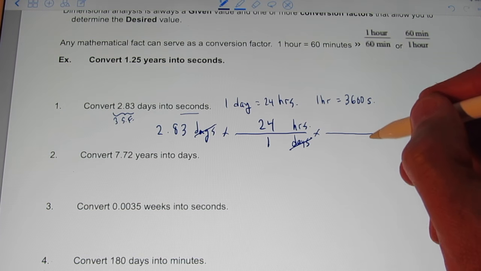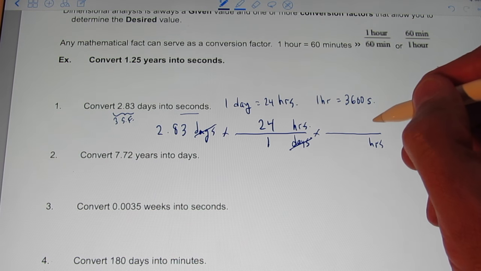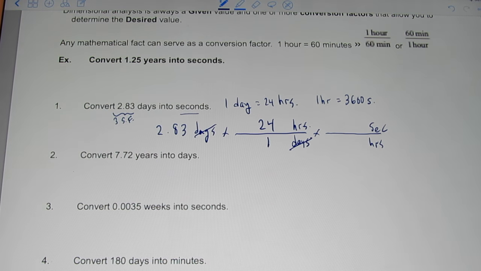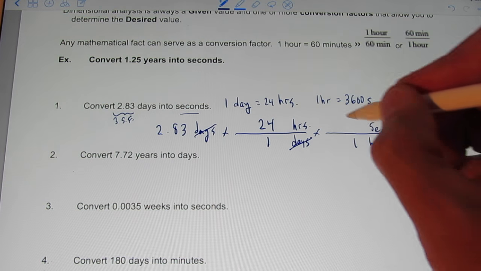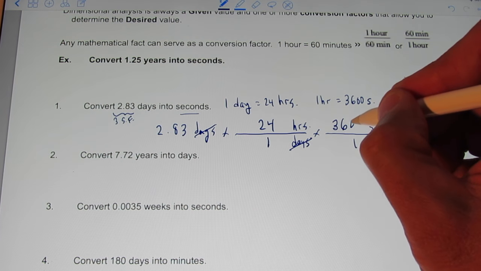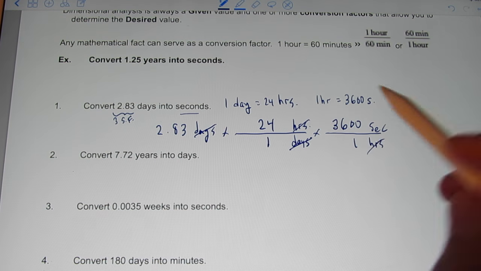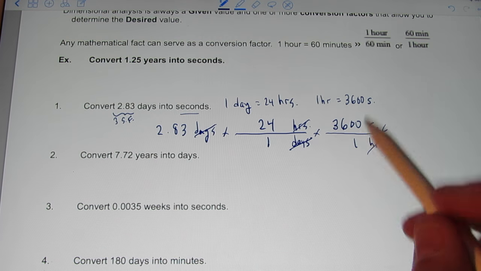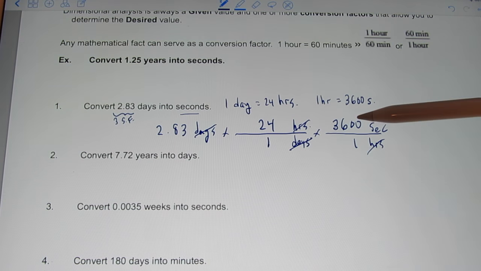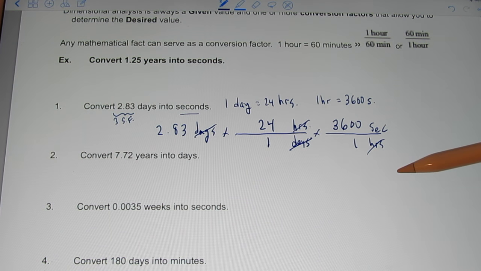So let's add another conversion factor. This time, let's divide out of hours. So I'll put that on the bottom, and let's get into seconds. Okay, isn't it true that in 1 hour, there are 3,600 seconds? Once again, don't flip this around. There aren't 3,600 hours in 1 second. That makes no sense at all. There are 3,600 seconds in 1 hour.